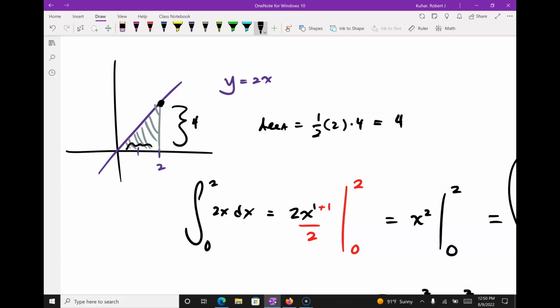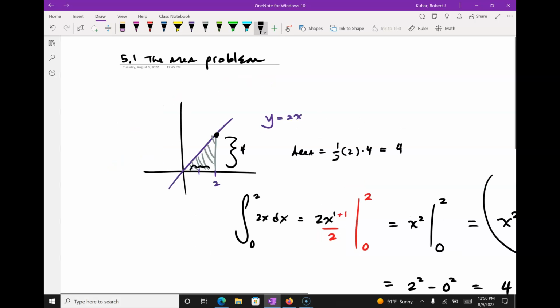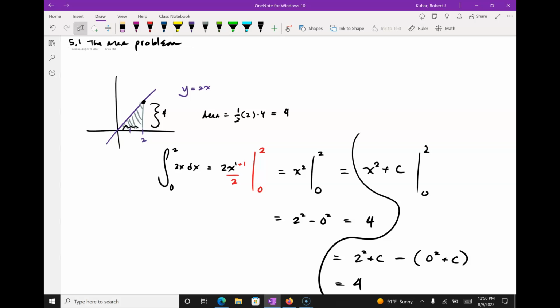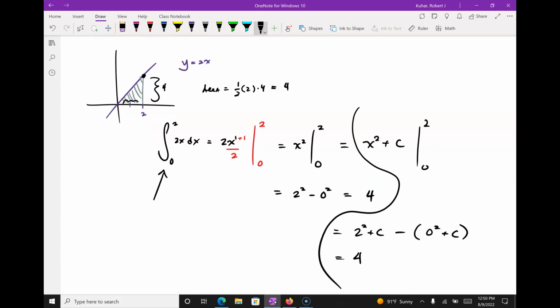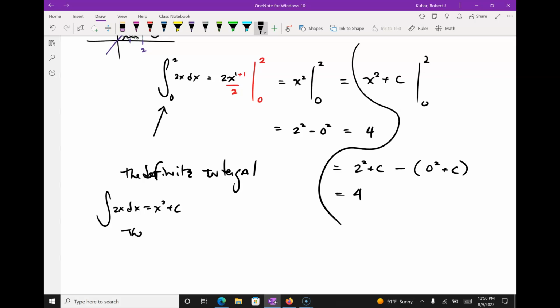That's right, the antiderivative, the function that you originally took the derivative of, yes. That's right. So the fact that the integral, and by the way, this integral is called the definite integral. Whereas if I just did the integral of 2x dx and got x squared plus c, that's called the indefinite integral.